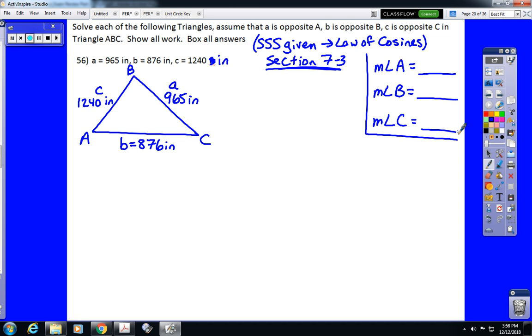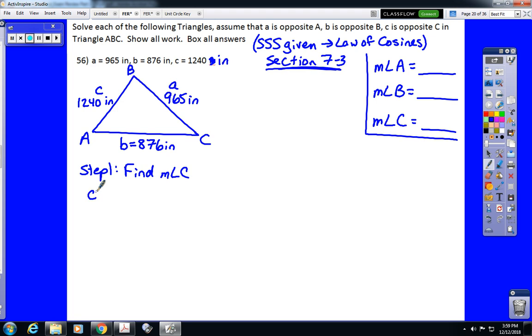Now remember that geometry tells us that the shortest side of the triangle is always opposite the smallest angle. So angle B would be the smallest angle because 876 is the smallest side length. And the largest side length is always opposite the largest angle. So the first step that we have to do here, and we have to do this first, so we'll call this step 1, is we have to find the measure of angle C first. We have to find the largest angle.